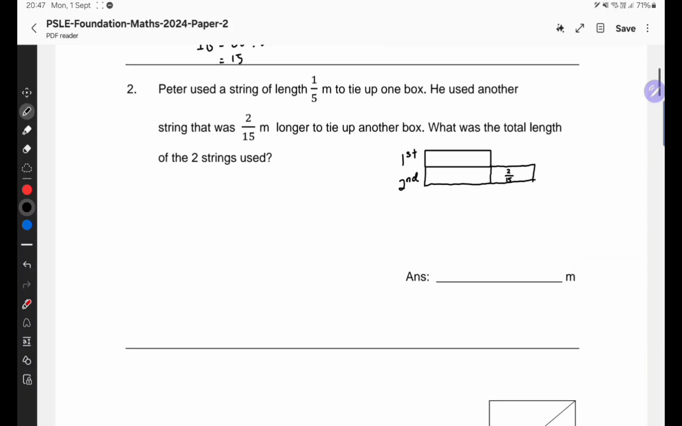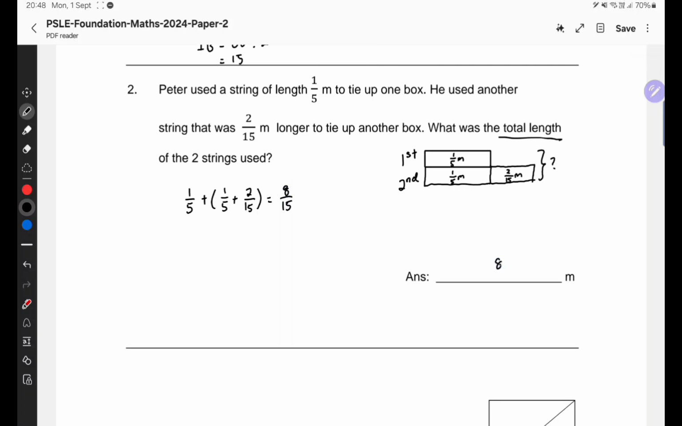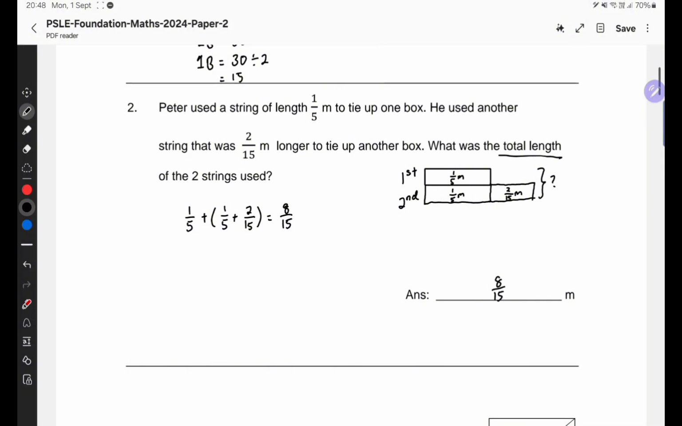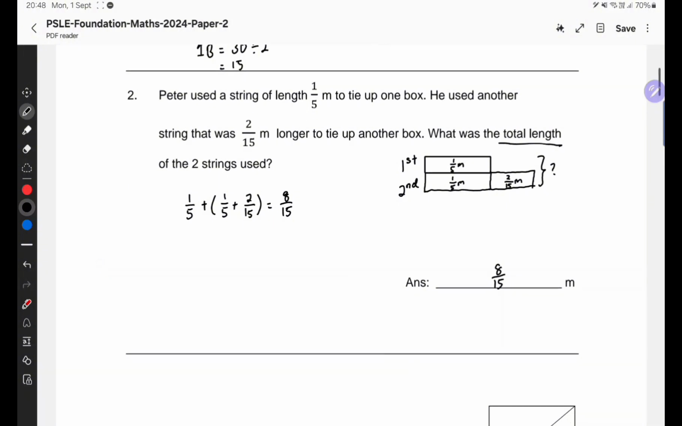Okay, now we want to find out what is the total length, and this is 1/5 meter, and this is also 1/5 meter. The question is asking us to find what is the total length. So 1/5, which is the first string, plus the second string, and all we need to do now is type this whole thing into the calculator. You will get 8/15, and this is our answer. Okay, because this is paper 2, just use your calculator, do not do your mental sum or anything.